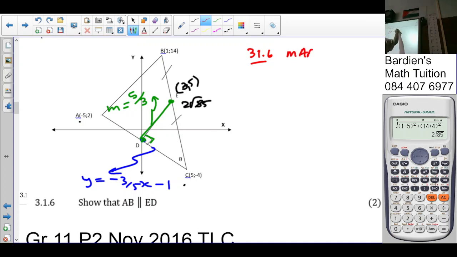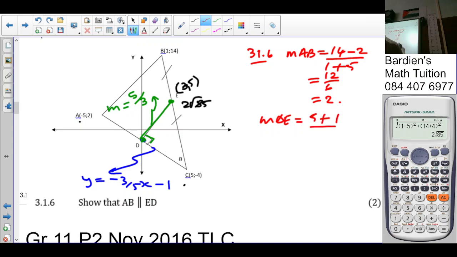The gradient of AB is going to be 14 minus 2 over 1 minus 5. It's going to be 12 over 6, which is 2. If you work out the gradient of DE, that's going to give you 5 minus 1 over 3 minus 0, which is 6 over 3, which is 2. So there must have been a problem here.